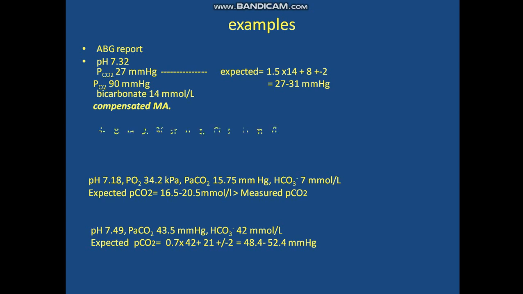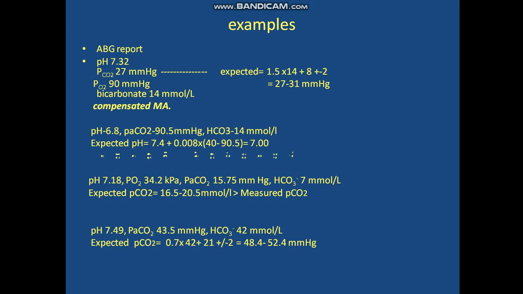The second case, here the pH is 6.8, PCO2 is 90.5 millimeters of mercury. Both values are moving in opposite directions. Therefore, it is a respiratory acidosis. Now, what is the expected pH? This is 7. So, the measured pH is less than the expected pH. So, therefore, the final diagnosis will be uncompensated respiratory acidosis along with metabolic acidosis, which is reflected in the low bicarbonate level.